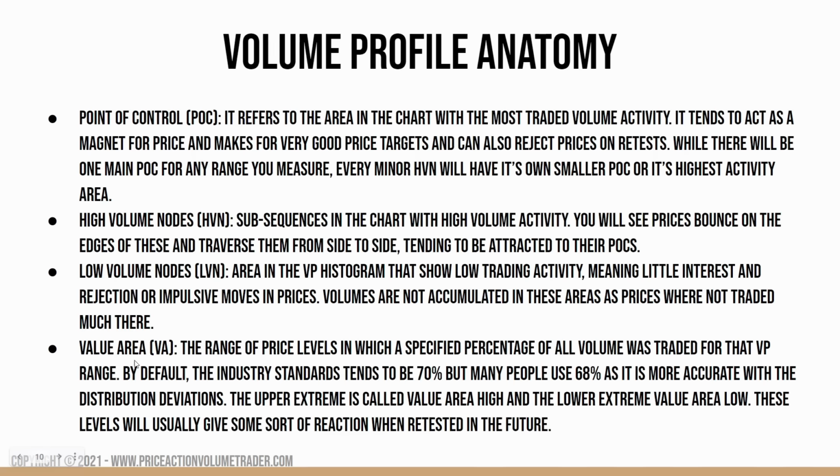And finally, what we talked about before regarding the bell curve distribution, the value area, or VA. This is the range of price levels in which a specified percentage of all volume was traded for that volume profile range. By default, the industry standard tends to be 70%, but like I said, many people use 68% to be more accurate with the distribution deviations.